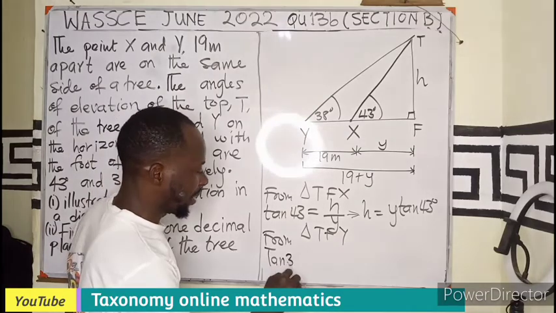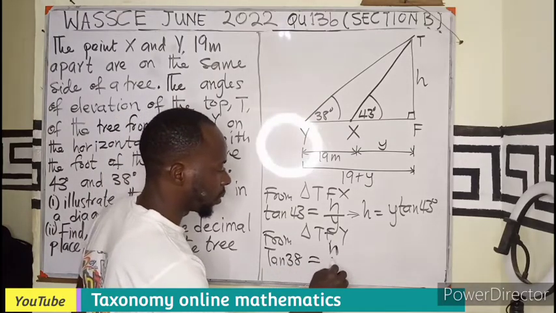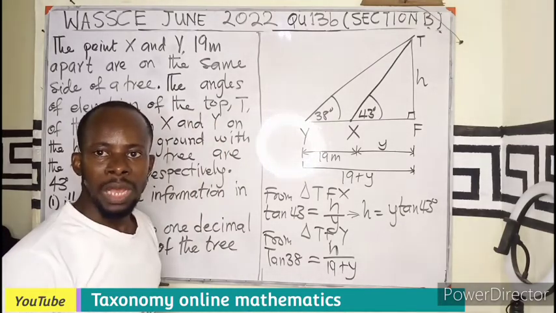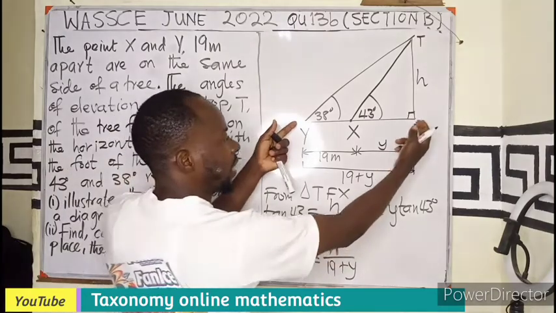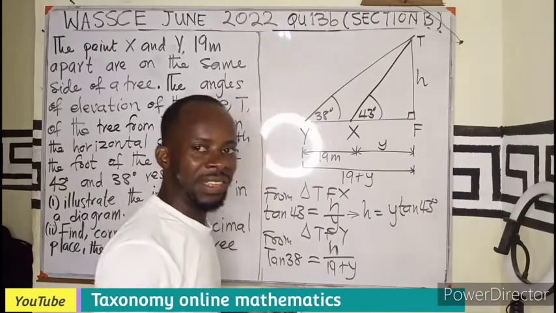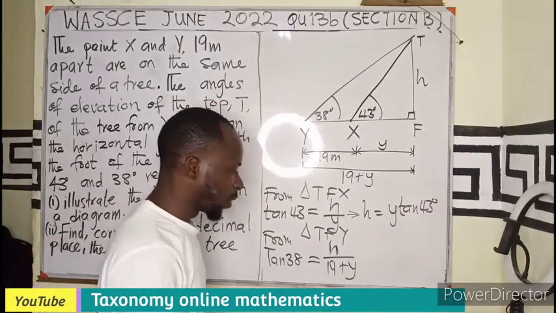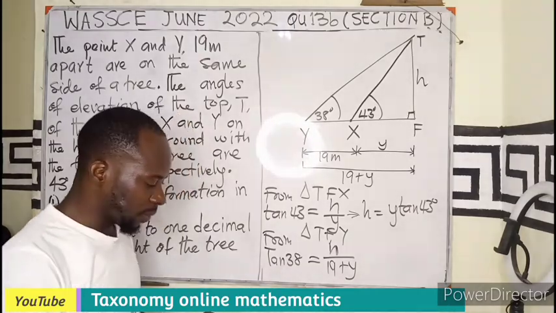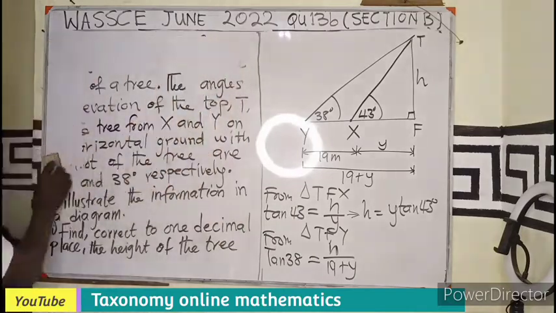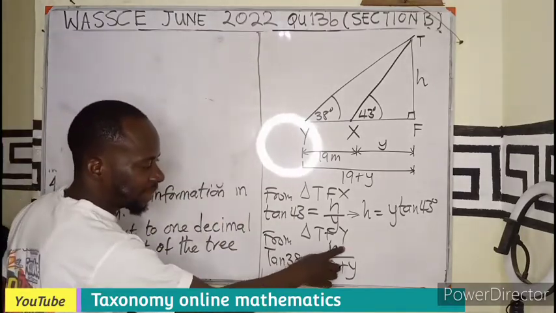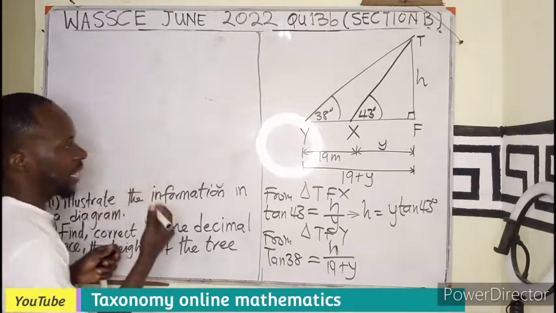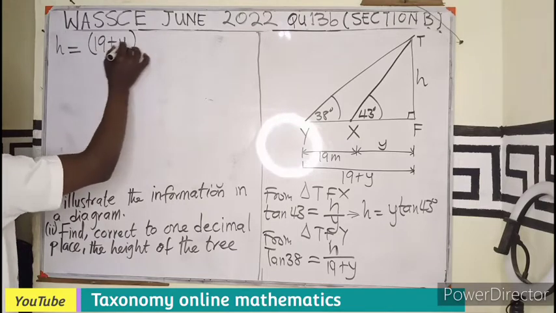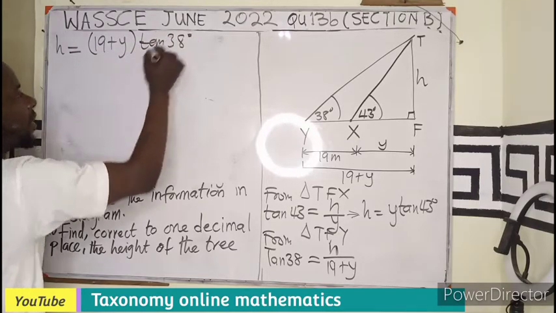That will be tan 38 equals h over this 19 plus what? y. I believe you know it is 19 plus y. The triangle is from here to here, which will be the distance of 19 plus y. And even in this place, we can still make h the subject, which will have to use this to multiply. So in making h the subject, h is multiplying 1, this will multiply. So we have h equals 19 plus y multiplying tan 38 degrees.